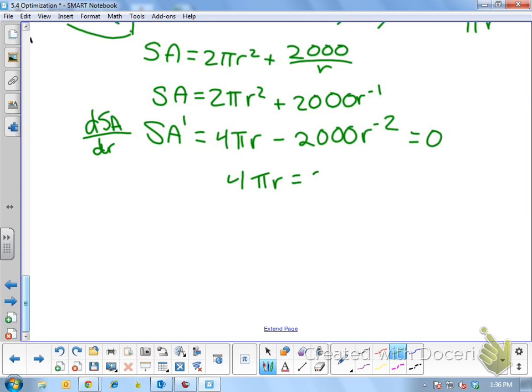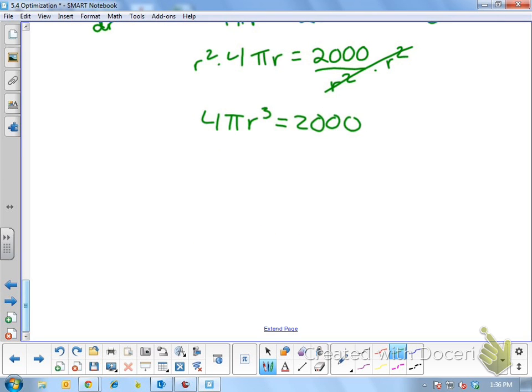So I'm going to add this over. 4 pi r equals 2,000 over r squared. We already considered 0 and threw it out. So now if I multiply by r squared, it's not going to cause me any trouble to do that. Otherwise, you might get extraneous solutions when you do stuff like that. But we already considered one of the answers and threw it out. So we divide by 4 pi, cube root. So whatever the cube root of 2,000 divided by 4 pi is.